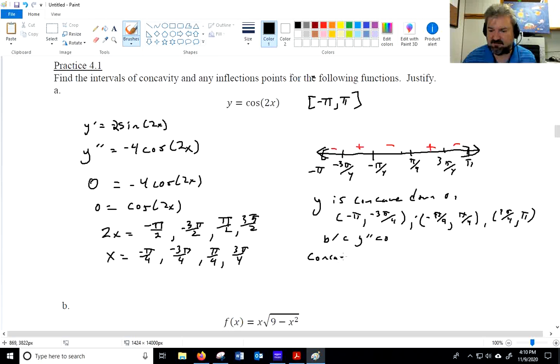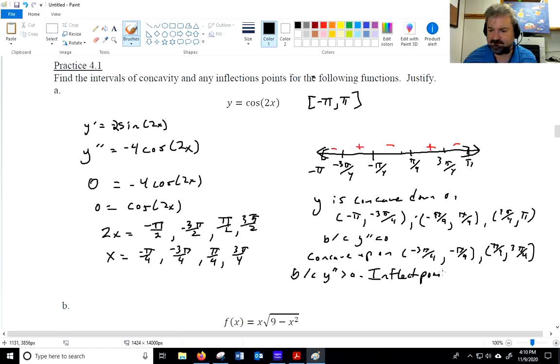It's concave up on negative 3 pi over 4 to negative pi over 4, and pi over 4 to 3 pi over 4, because y double prime is positive there. And we have inflection points at, let's see here, negative 3 pi over 4. Let's go ahead and plug that in. That would be the cosine of negative 3 pi over 2, which is 0.